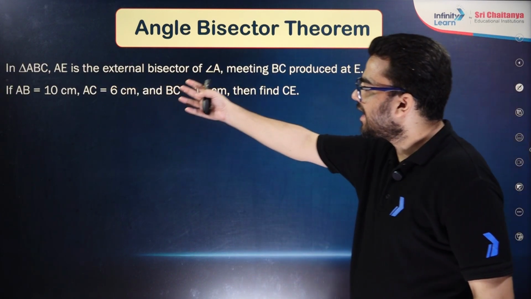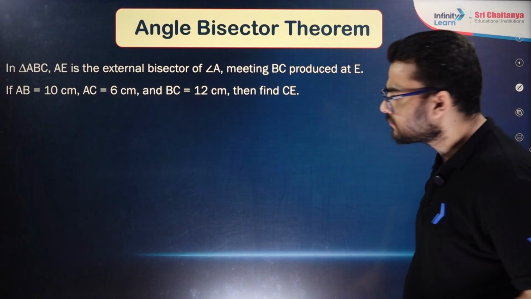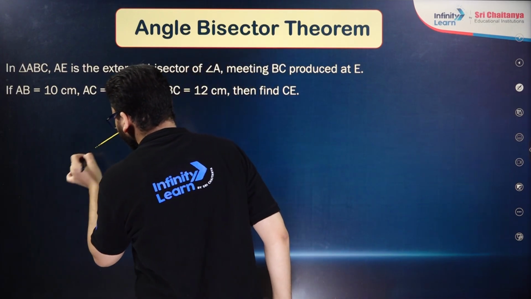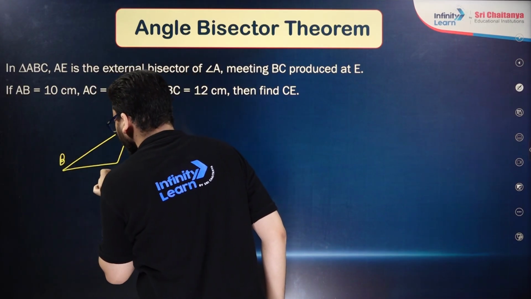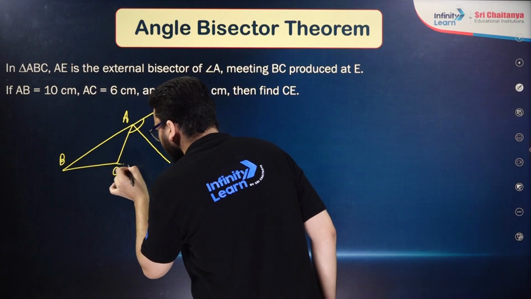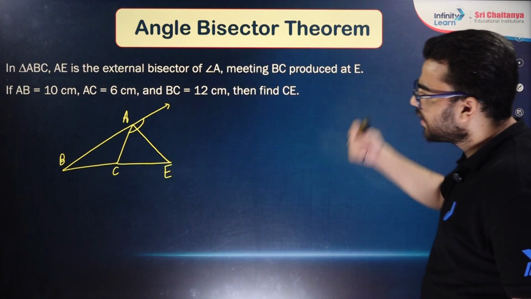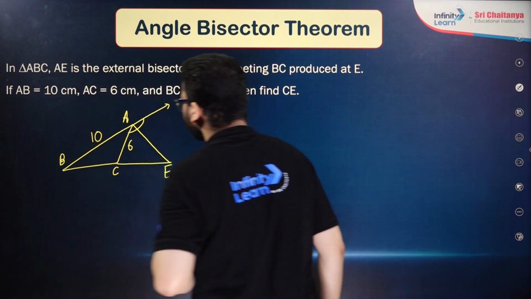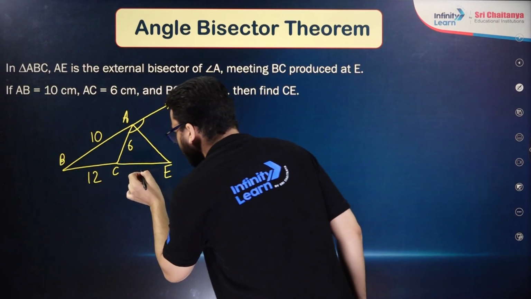In triangle ABC, AE is the external bisector of angle A meeting BC produced at E. So over here, AE is the external bisector of angle A. Make a triangle like this in rough. So that is ABC. External angle A is this. You take the bisector of it, meeting BC produced at E. This is the situation, right? Now you see over here, AB is given 10, AC is what, 6, BC is 12, and they are telling you to find CE, suppose it is X.